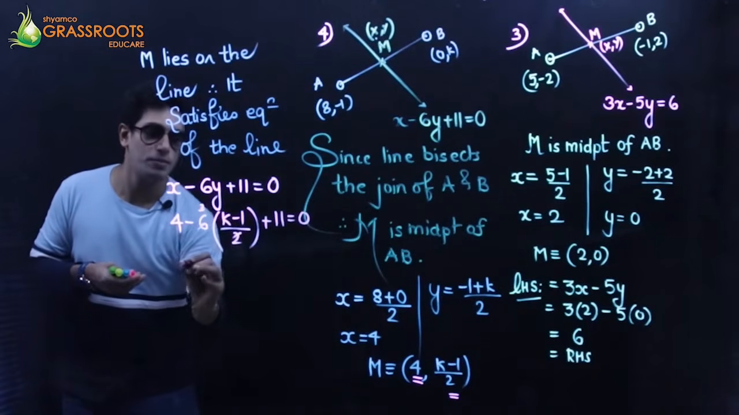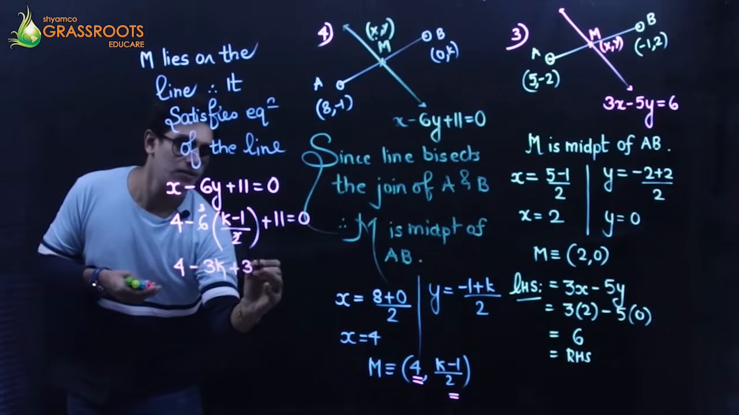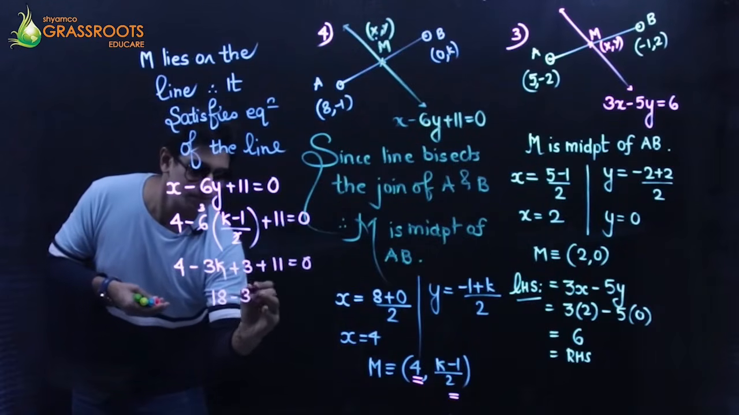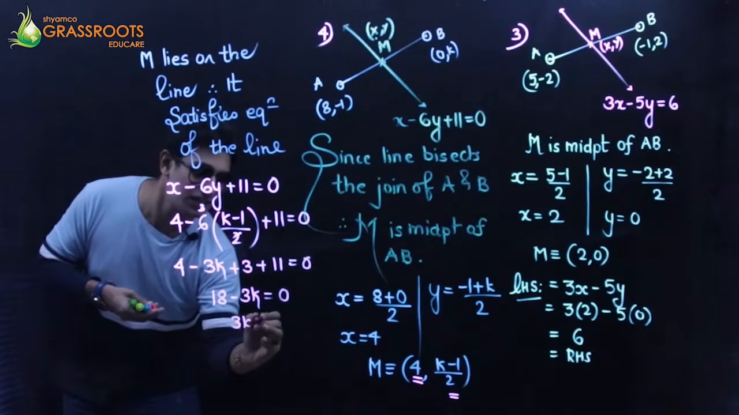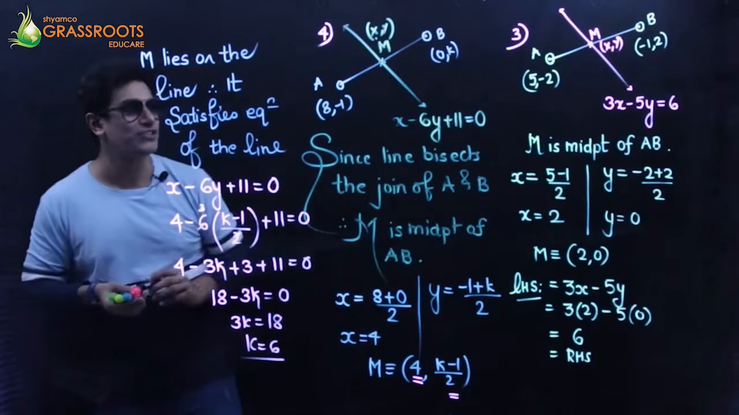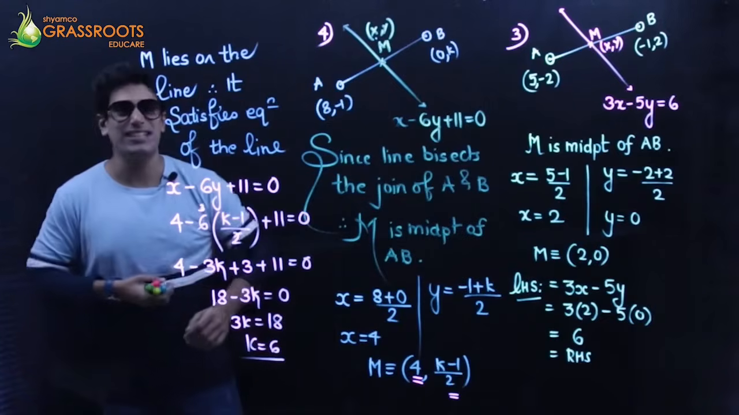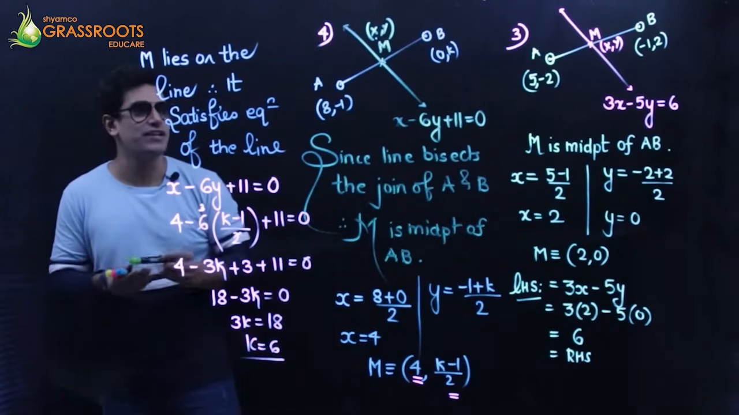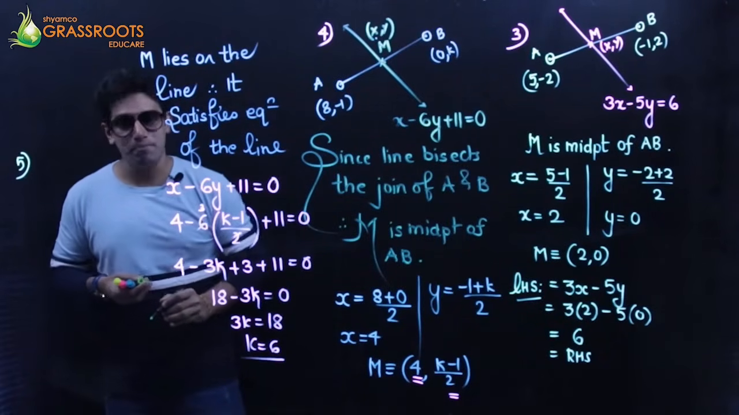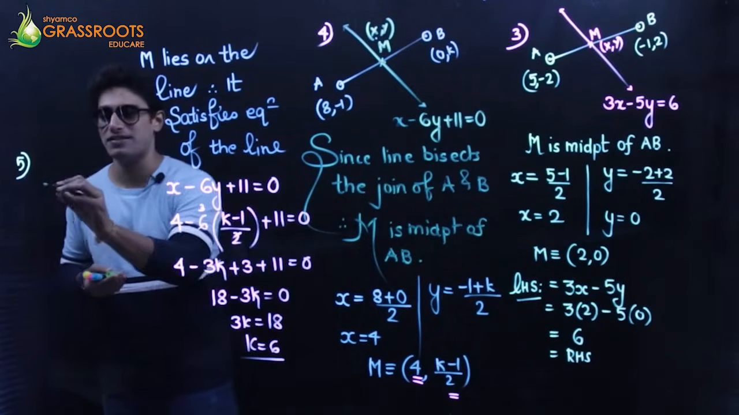2 1s are 2, 3s are 3, open the bracket: minus 3k plus 3 plus 11 is equal to 0. Now this makes it 18 minus 3k is equal to 0. So 3k is 18, and k is 6. That's the value of k. Wonderful question. It was the converse. Let's go on with the next sum. The fifth question goes as follows: there is a point P which divides the join of 2 comma 1 and minus 3 comma 6.